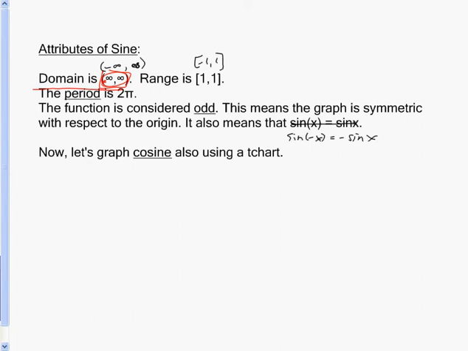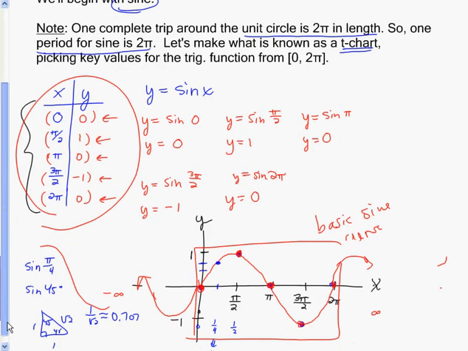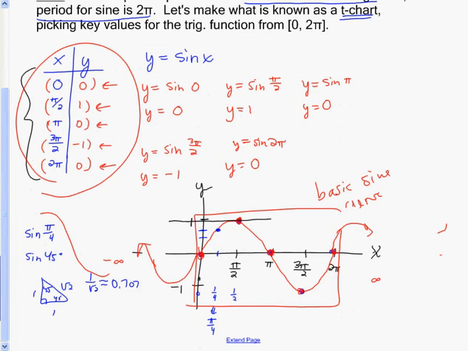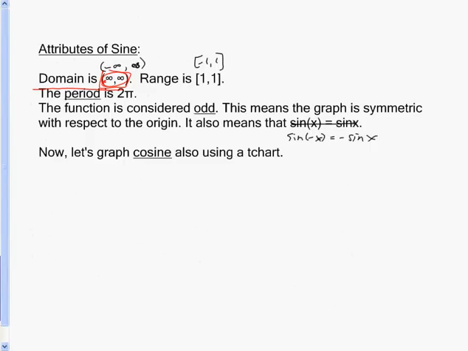I'm sorry guys. Okay. Range is -1 to 1. Range deals with y values, and so the topmost y value that this went through was positive 1. The bottommost y value was negative 1, and that's why we say range is negative 1 to positive 1. The period is 2 pi. Again, after this length, the function repeats.